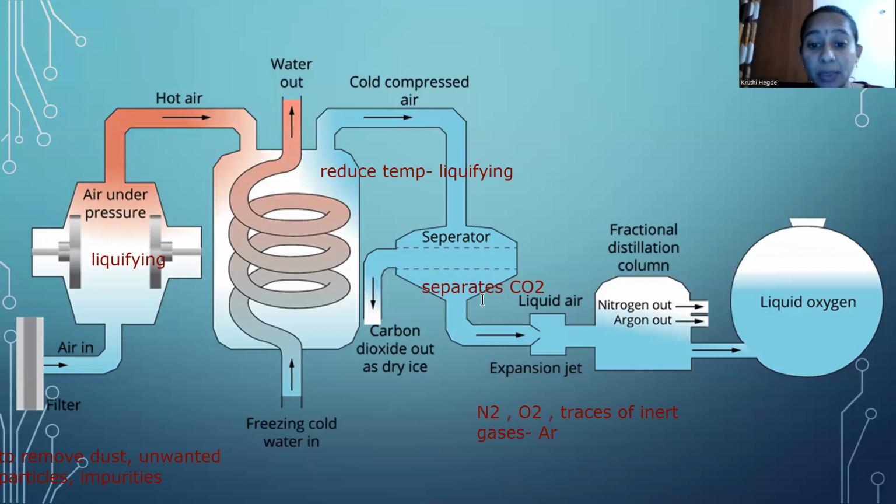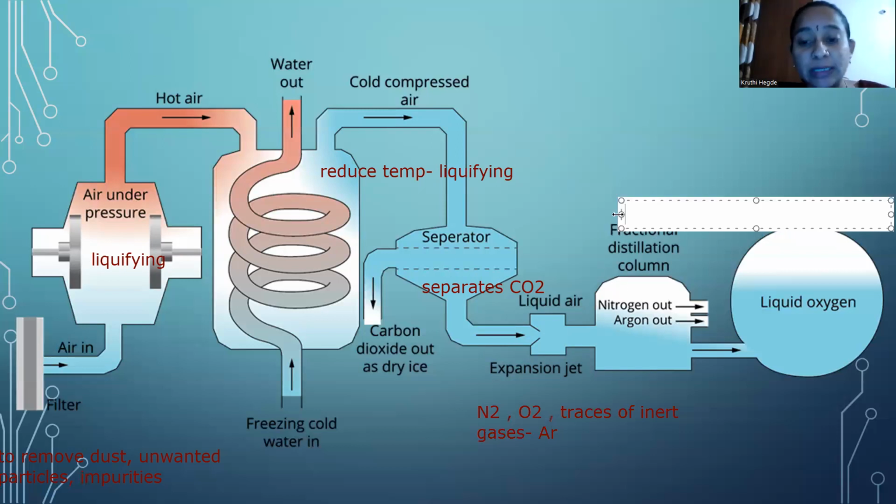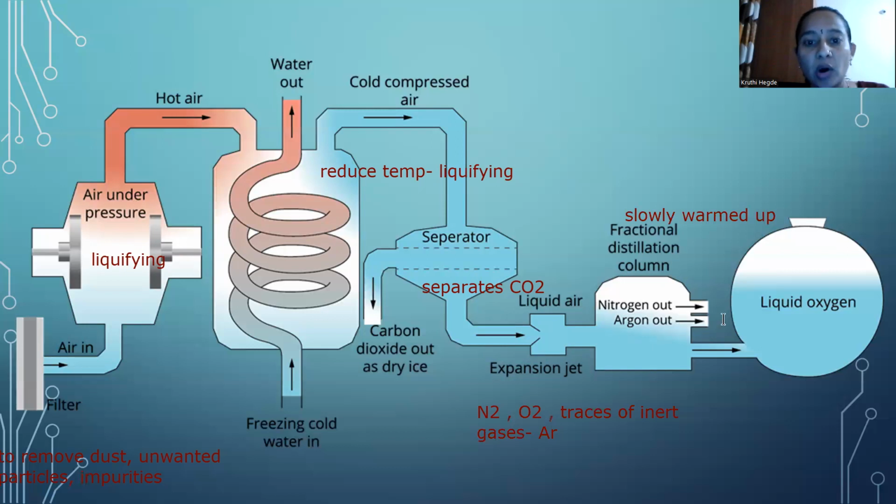After separation, it's passed through the expansion jet. In the expansion jet, liquid air is passed and it's passed to the fractionating column. In the fractional distillation column, it is slowly warmed up. When it's slowly warmed up, first nitrogen comes out, then argon. At the bottommost, liquid oxygen comes out. That means nitrogen has the lowest boiling point, then comes liquid oxygen with the highest boiling point. So this is how air can be separated.